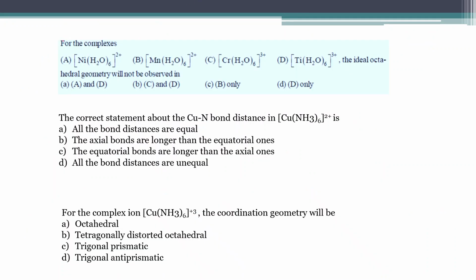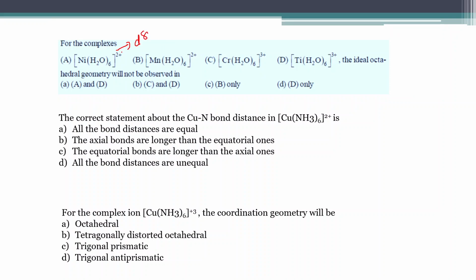So the second problem, four complexes are given: Ni(H2O)6 2+, Mn(H2O)6 2+, Cr(H2O)6 3+, and Ti(H2O)6 3+. The ideal octahedral geometry is not observed in which one? That is what is asked. For ideal octahedral geometry, the prerequisite is there should be no Jahn-Teller distortion. If Jahn-Teller distortion is taking place, there will be no ideal octahedral geometry present. So we have to look whether these complexes show Jahn-Teller distortion.